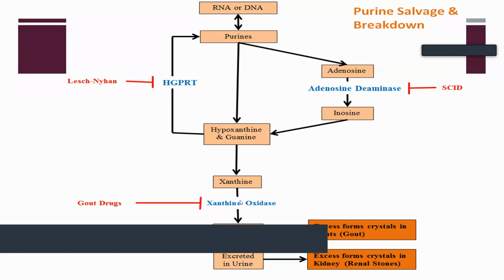And here, if there is excess of xanthine oxidase, the example above was a deficiency, and here there is an excess. So excess xanthine oxidase will cause gout and kidney stones. So in total how many are we seeing? 1, 2, 3, 4 diseases. We are seeing 4 diseases, all related to purine synthesis.